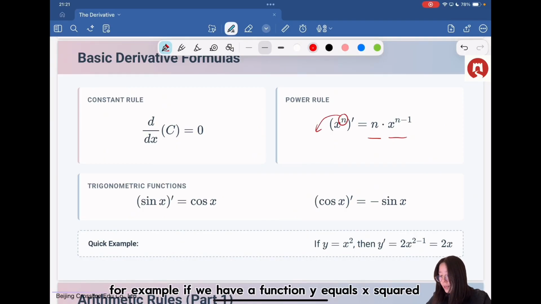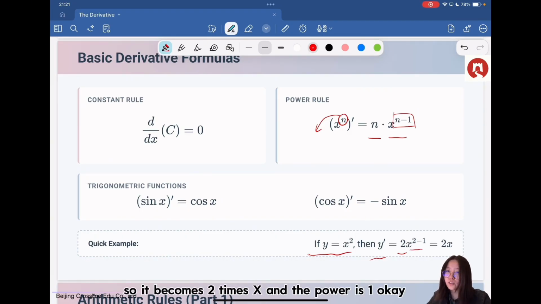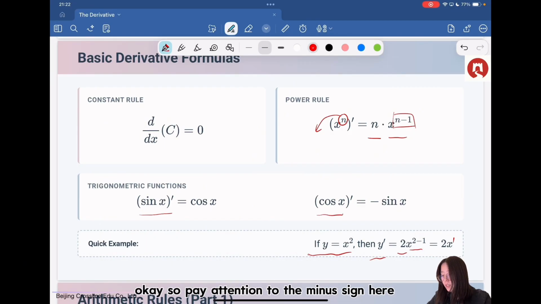For example, if we have a function y equals x squared, then the derivative of this function is we multiply 2 by x to the 2 minus 1 power, so it becomes 2 times x to the power of 1, okay? And the trigonometric functions' derivatives are, for sine x, it's cosine x, and for cosine x, its derivative is minus sine x, okay? So pay attention to the minus sign here. This is for the cosine x.